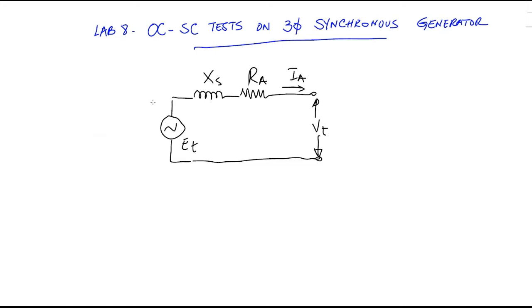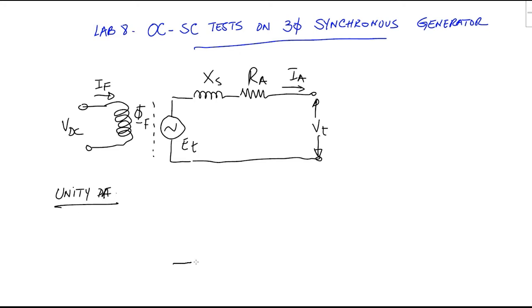We can add to this equivalent circuit the field winding to excite our generator. This winding will be excited by DC voltage, and current IF will be circulating in this field winding. It will induce the field flux. This flux will induce ET on the other side. So for the unity power factor case, let's draw the triangle.